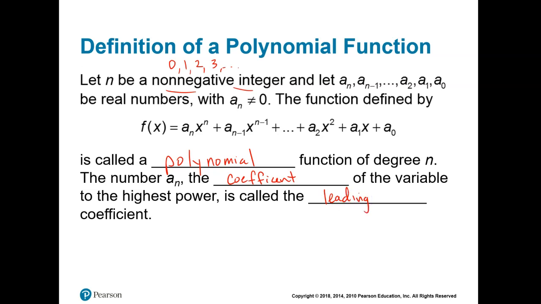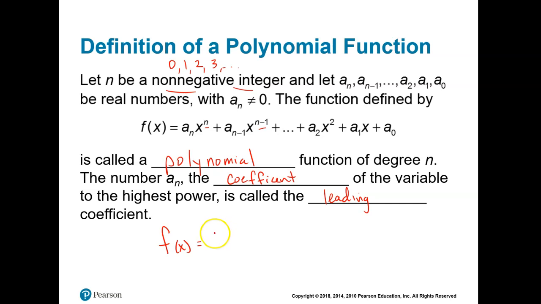So some examples, just so you understand: f of x equals x to the n is the highest power of all these. You can see n minus 1, n minus 2, on and on, until we get down to 2, 1, 0, with x to the 0 being like a constant. Anything to the 0 is 1, so any number times 1 is itself. And then a sub n, x to the n. A sub n is just the number that's in front of x to the n.